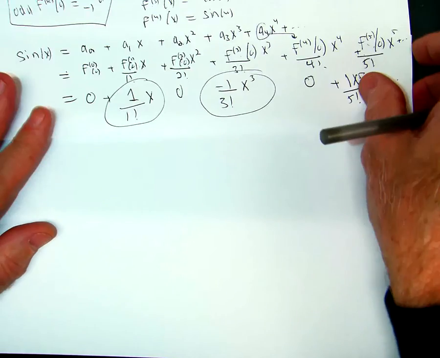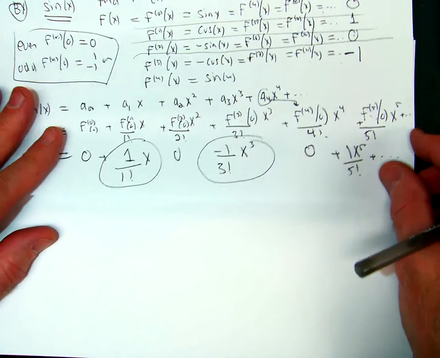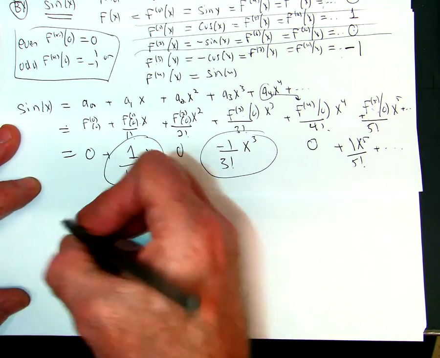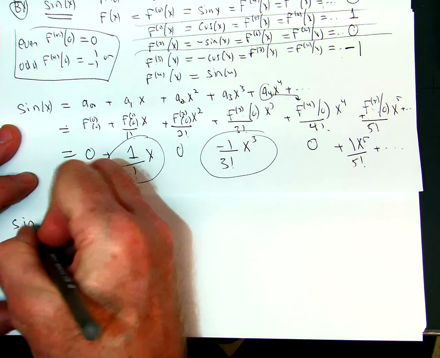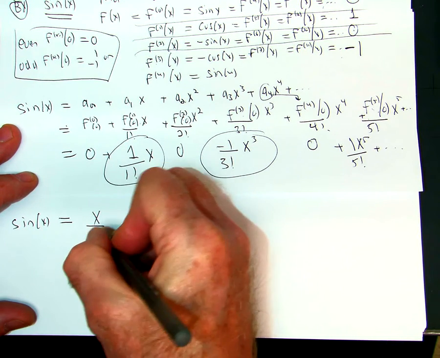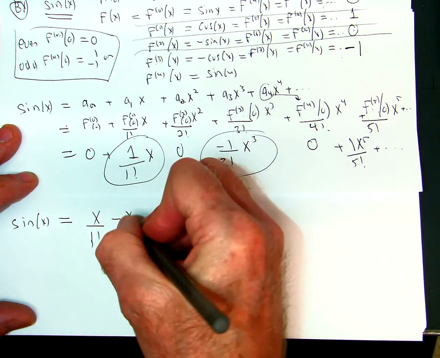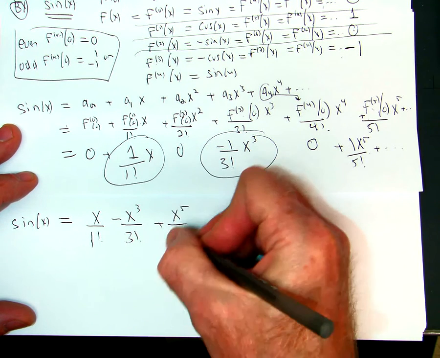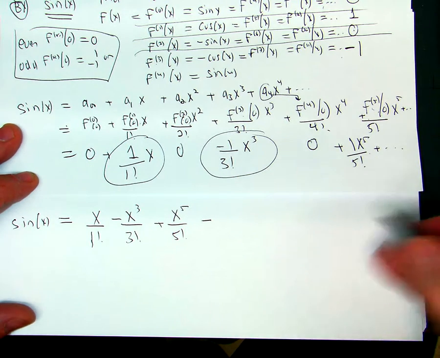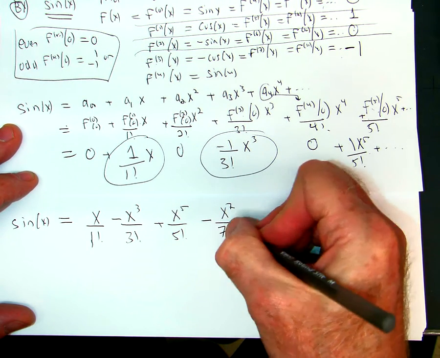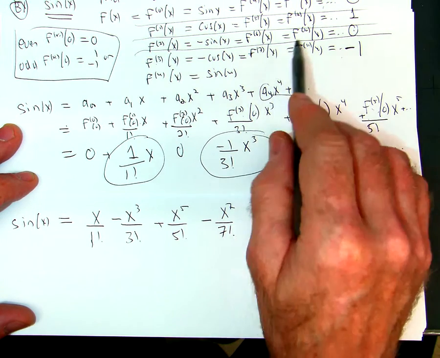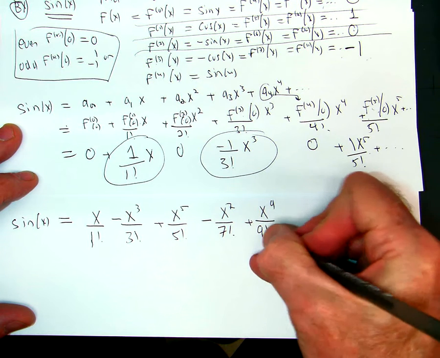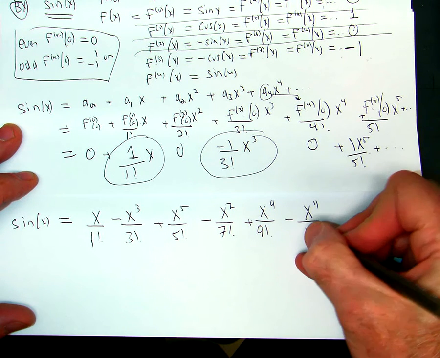So I'm just going to clean this up a little bit. So we're saying the sine of x is equal to x over 1 factorial minus x cubed over 3 factorial. Next term, plus x to the 5th over 5 factorial. I bet you can guess the next one: x to the 7th over 7 factorial, and it's negative because the 7th derivative is minus 1. The next one, x to the 9th over 9 factorial, and so forth. And that's it.